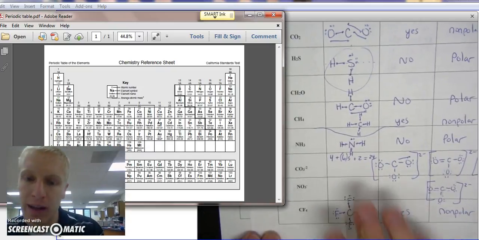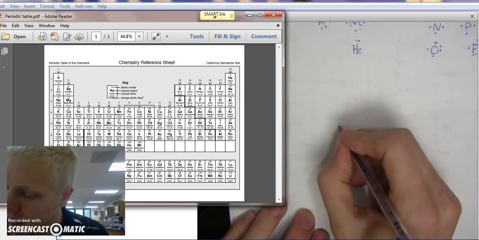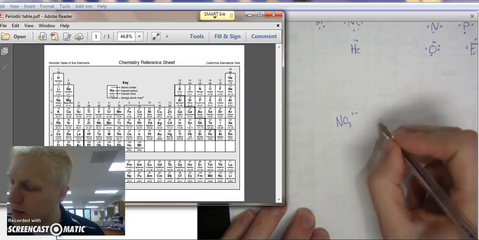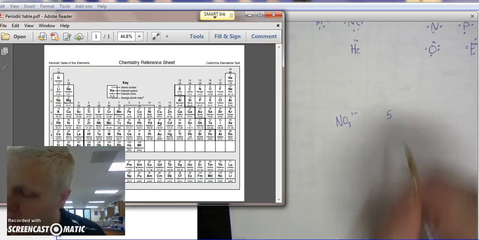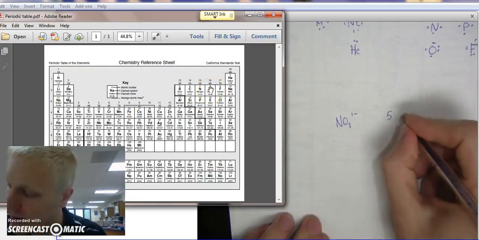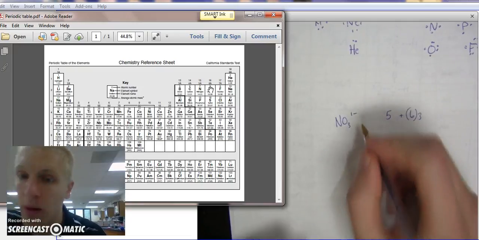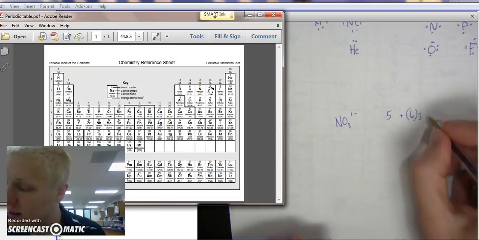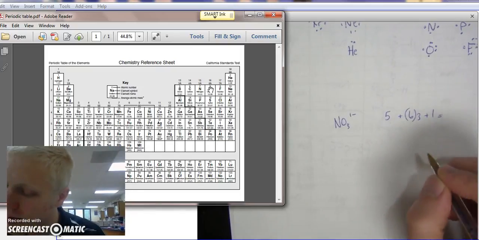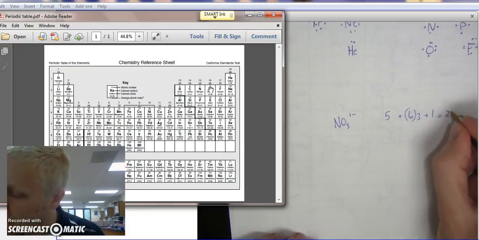We have NO3, the -1 charge, that's nitrate. We'll do it on this side. So, well, we'll just rewrite it. NO3 with a -1 charge. N has 5 outer electrons, it's in column 5A, and oxygen has 6. But there's 3 of them. So multiply by 3, and it has a 1- charge, which means it has 1 additional electron. Add 1. 6 times 3 is 18, plus 5, plus the 1 is 24.